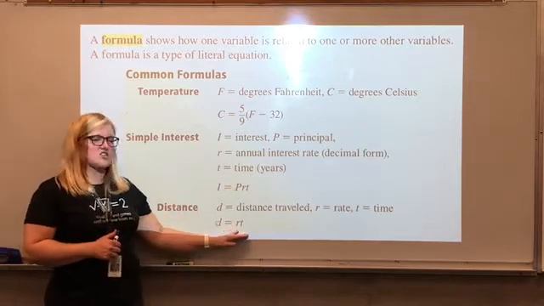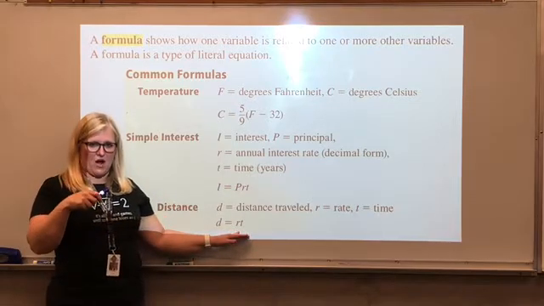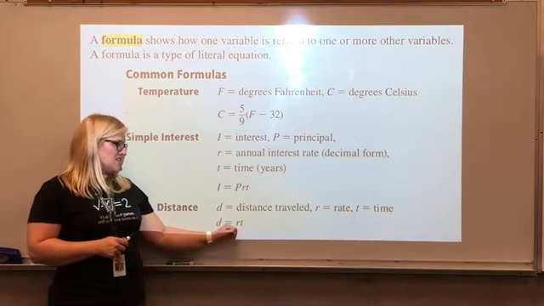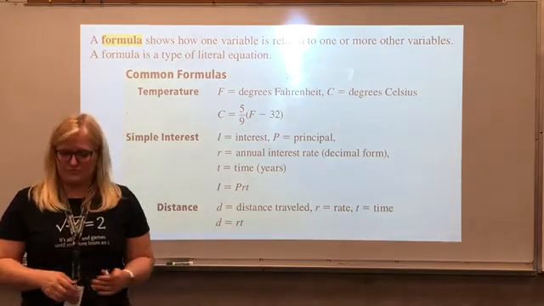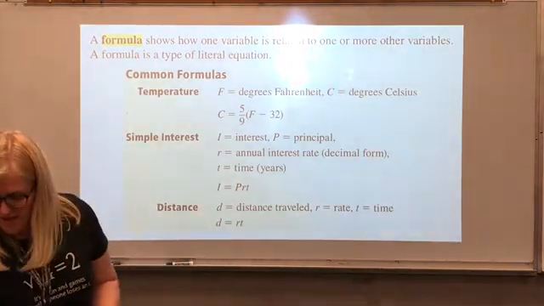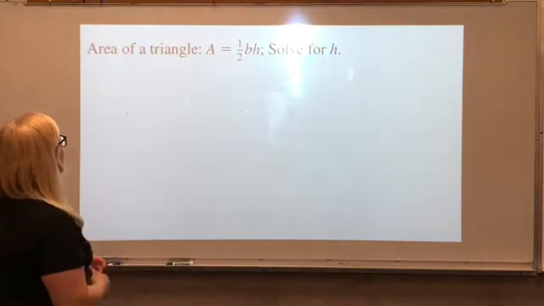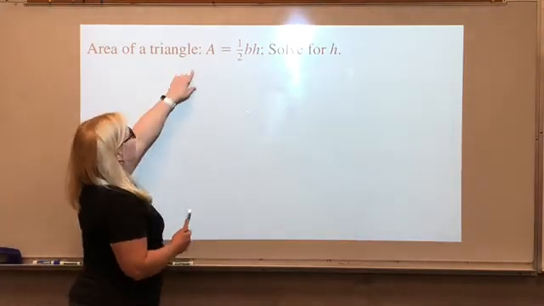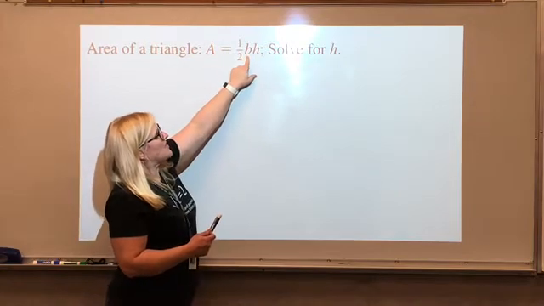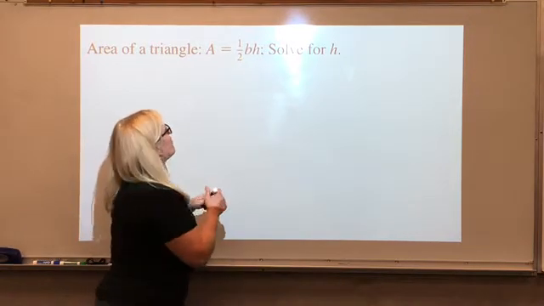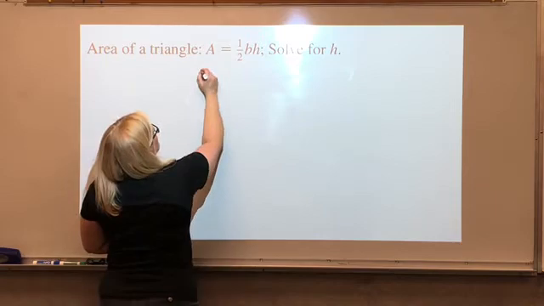Okay, and this one we've actually already used in that Mississippi River problem. I don't know if you remember that. So that is distance equals rate times time. So let's see how we can finagle one of these. So here's the area of a triangle. A equals 1/2 base times height, and we want to solve for H.